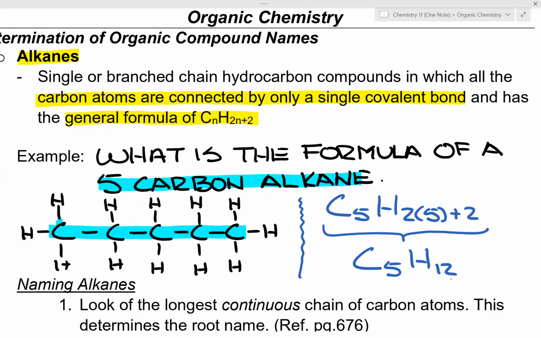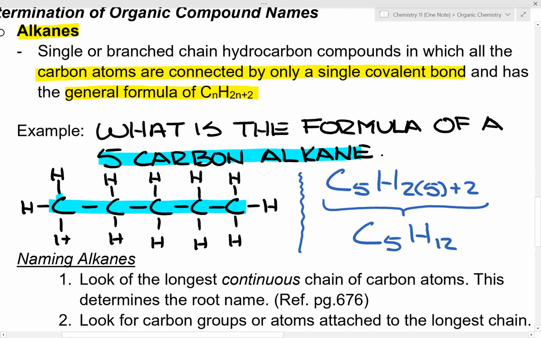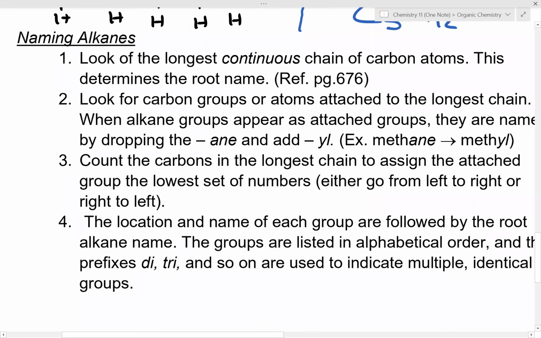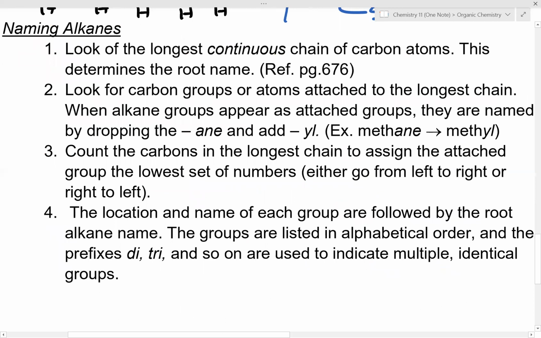Now, this first class is probably the most important for you to be aware of, because if you can understand how to name alkanes and the rules, everything else is based upon this. Okay? So, when you're naming alkanes, number 1, look for the longest continuous chain of carbon atoms. This determines the root name.